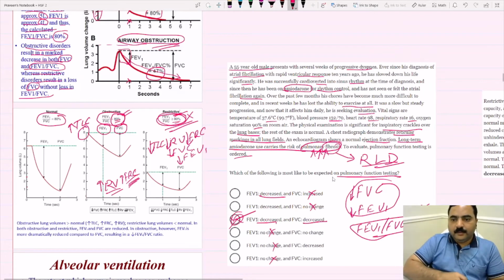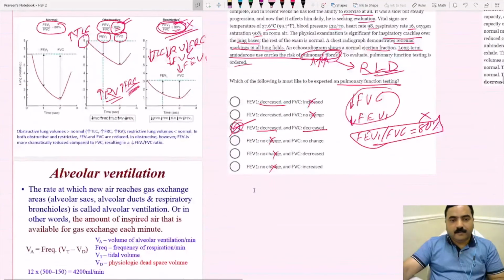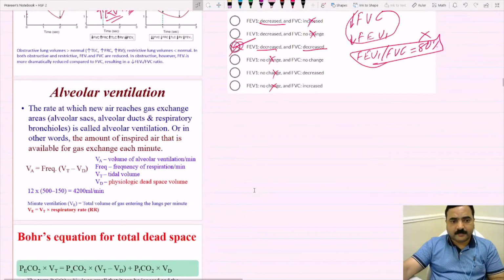Okay, good. Hope you have understood how to utilize this information to answer some questions. Okay, the topic is alveolar ventilation. So what is alveolar ventilation and how is it different from minute ventilation?